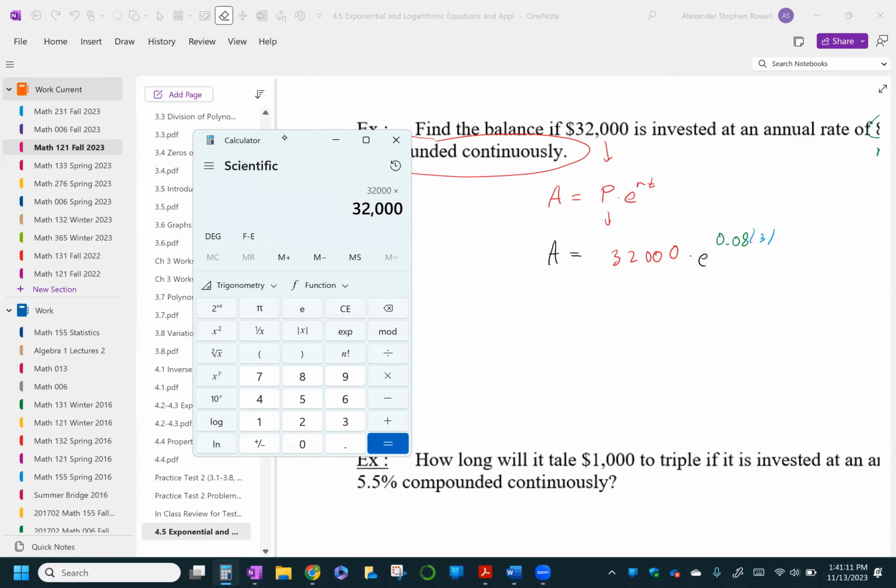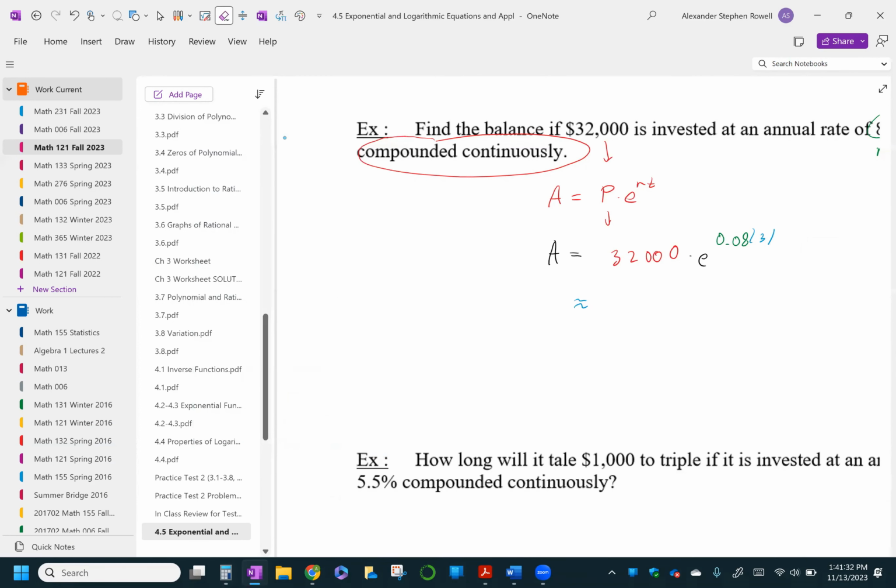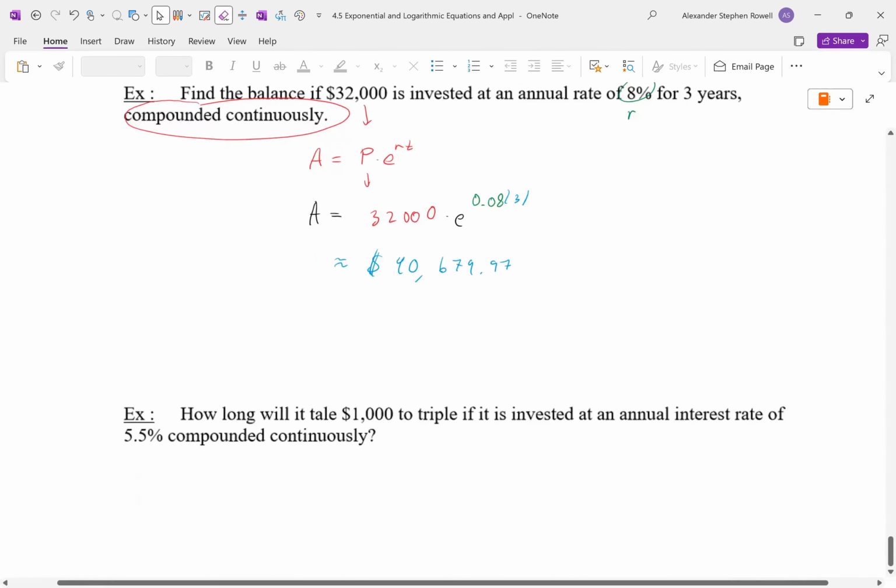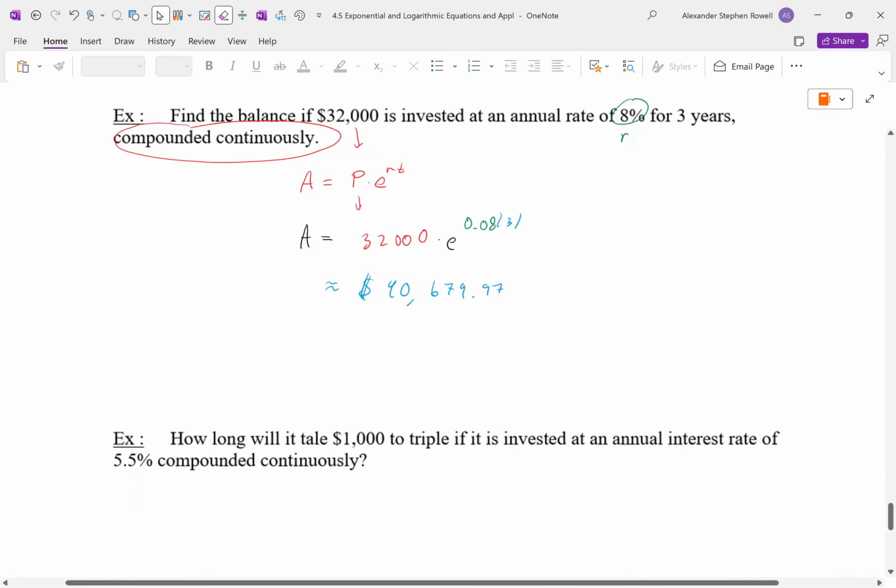32,000 times, do I have an e button? Yeah. E raised to the power of 0.08 times 3. Is that right? It is right. I really don't like this calculator. The order I have to plug things in is really awful. 40,679.97. When I wrote these notes 10 years ago, 8% would sound like a lot of interest.